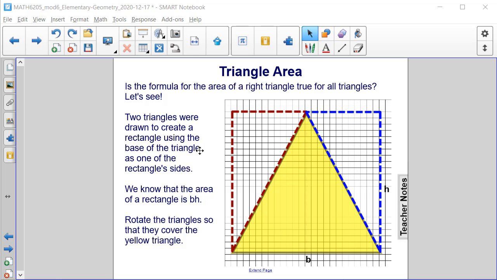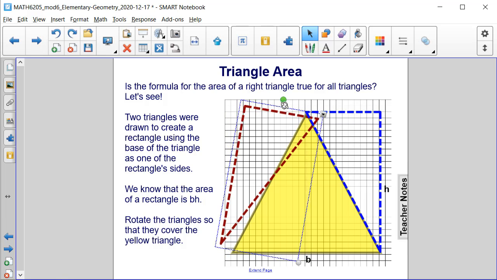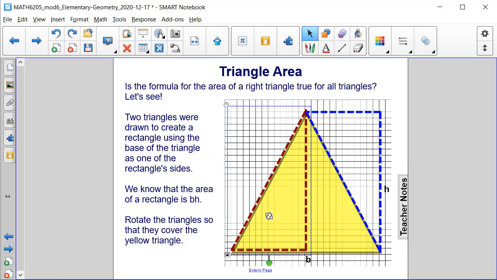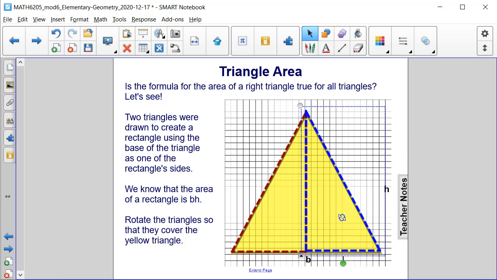Rotate the triangles so that they cover the yellow triangle. Let's actually see what happens by doing that rotation. If we rotate this, oh wait, that matches up with the base here. It represents half of the base, and then if I rotate this one around, oh, well, there's the other half of the base. So by rotating both of these triangles, I get the entire base, and then the sides that were originally out here both come together and meet to form the height.